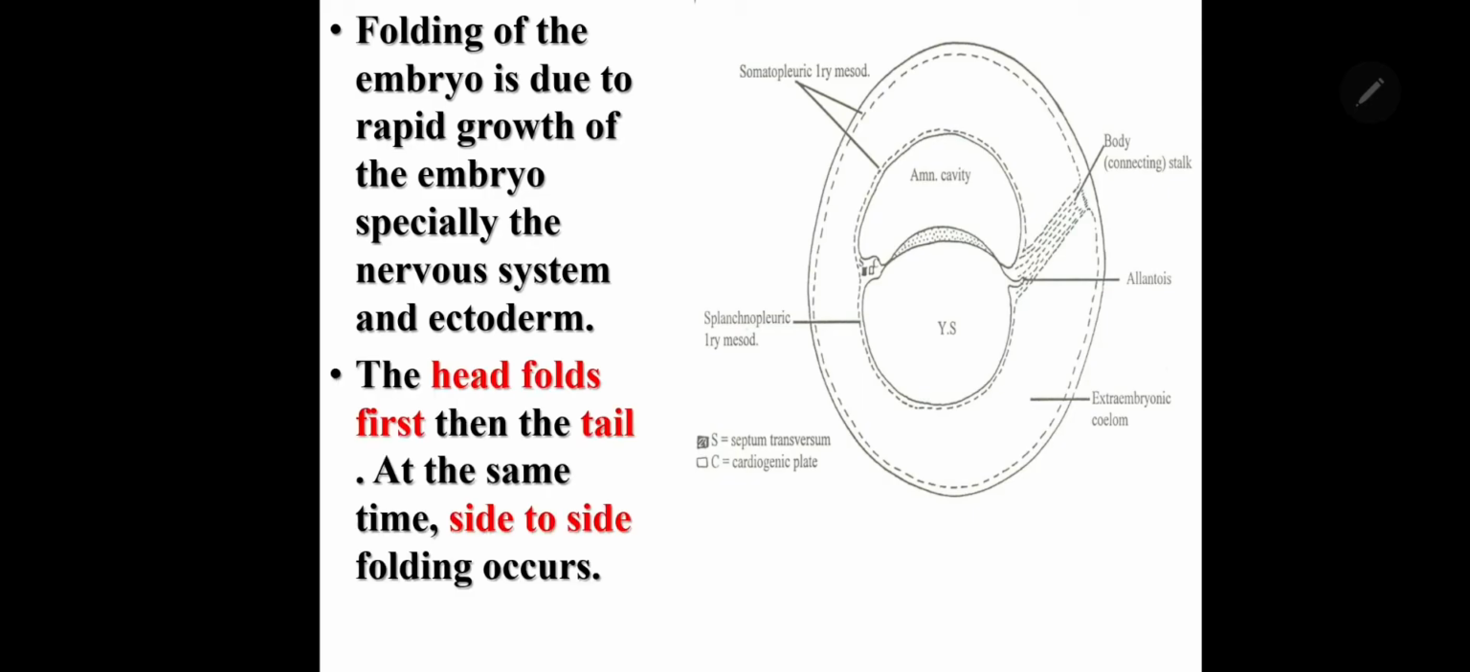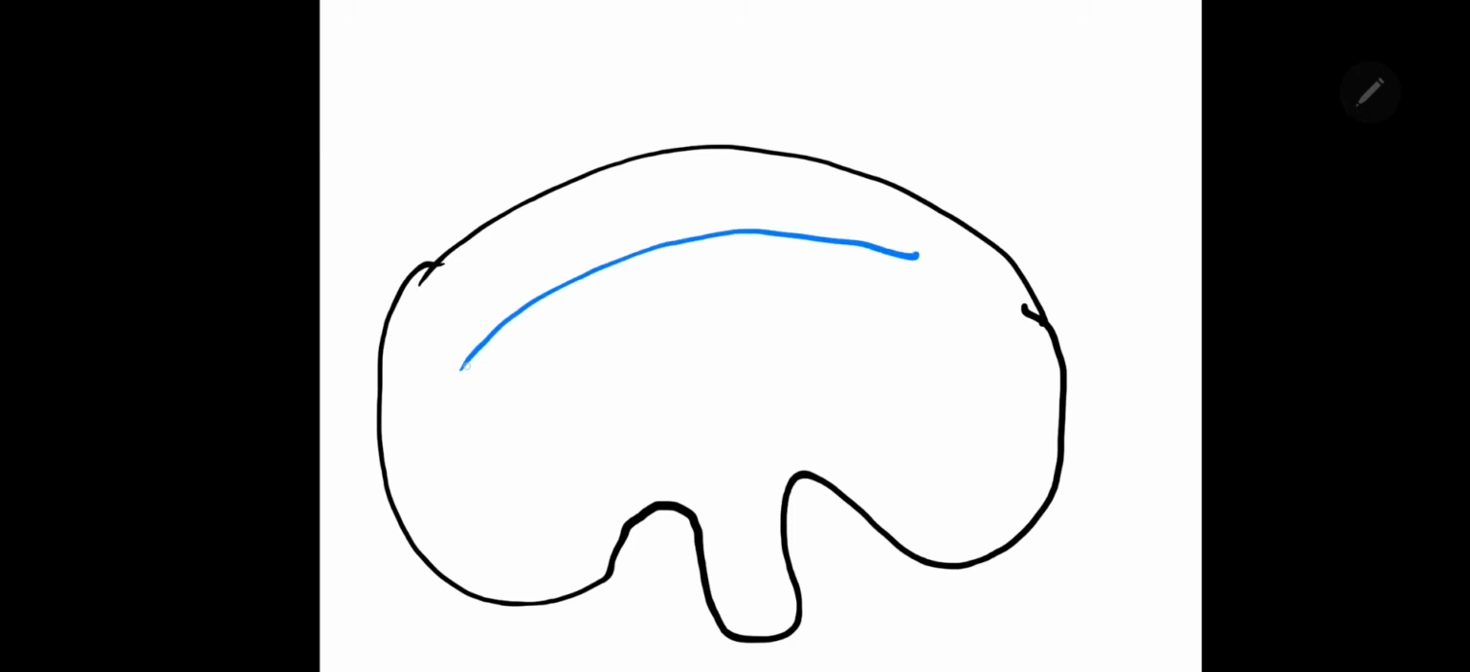And folding of embryo is due to rapid growth, especially the nervous system and the ectoderm. The head fold is occurring first, then followed by the tail fold, and at the same time there will be lateral folding. So after the folding, how it looks, because of the head fold and tail fold, you can see there will be formation like this. So there will be tremendous enlargement in the amniotic cavity there. You can see the amniotic cavity is enlarged.